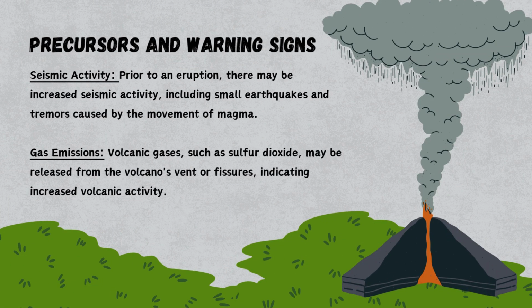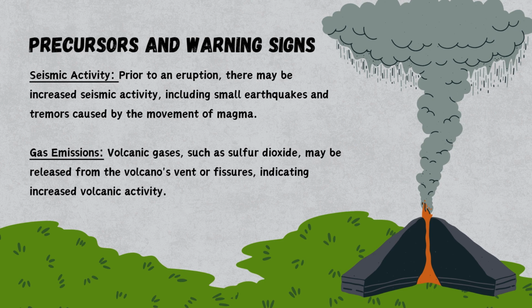Seismic activity. Prior to an eruption, there may be increased seismic activity, including small earthquakes and tremors caused by the movement of magma. Gas emissions. Volcanic gases, such as sulfur dioxide, may be released from the volcano's vent or fissures, indicating increased volcanic activity.